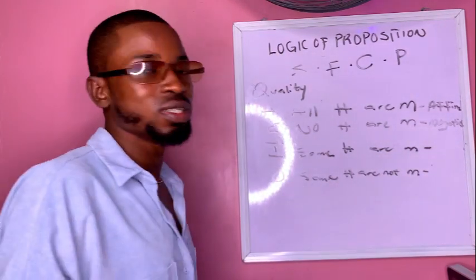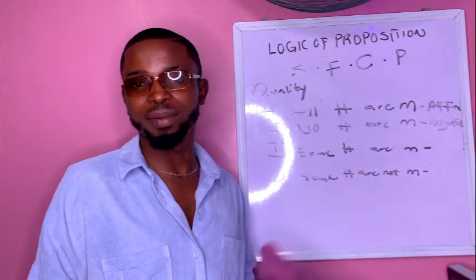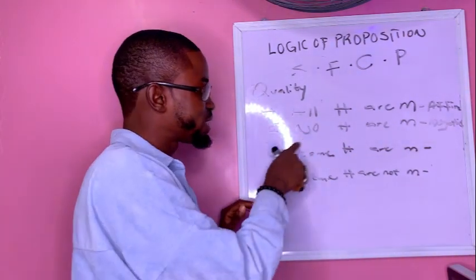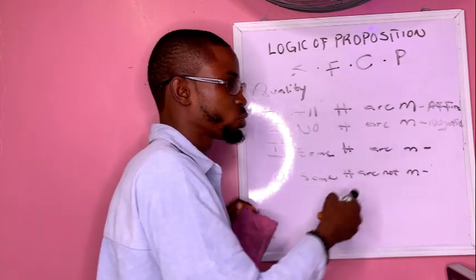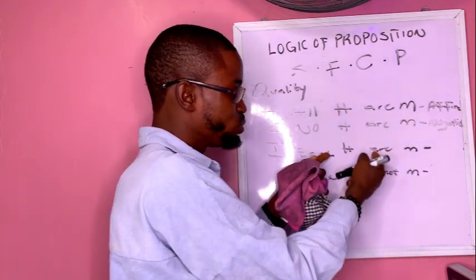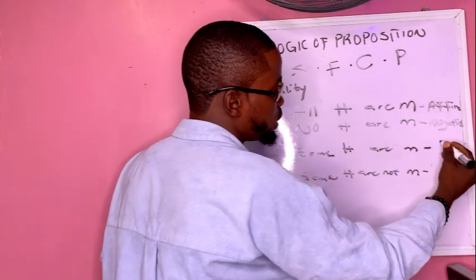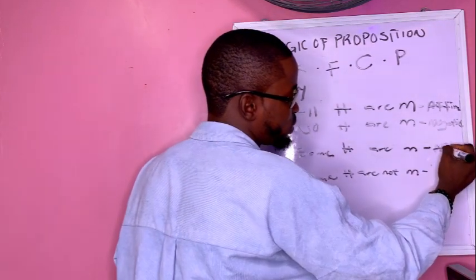The I proposition is saying that what? Some humans are mortals. It's actually telling us that, check the class of human, some of them are what? Mortals. So it is affirming a class inclusion between two different classes. So the quality is what? Affirmative.